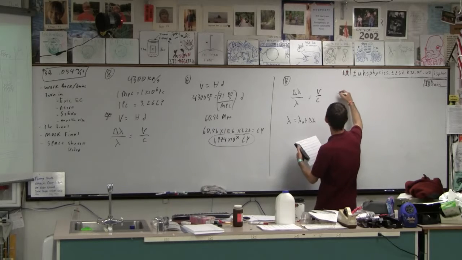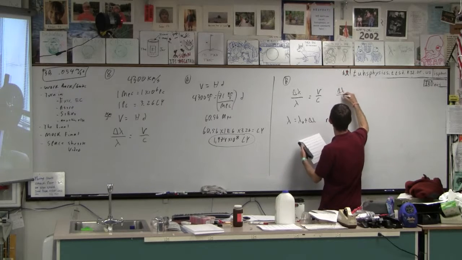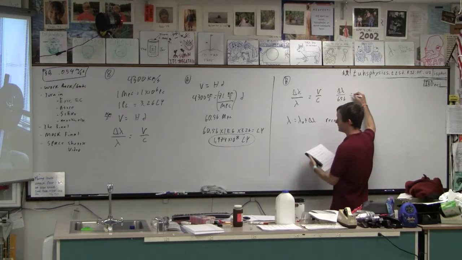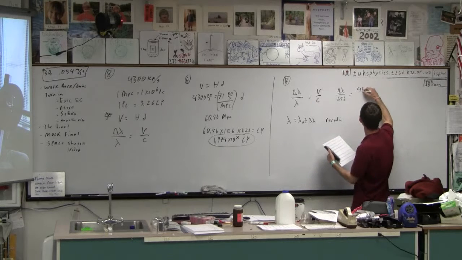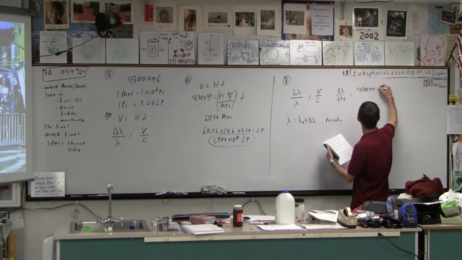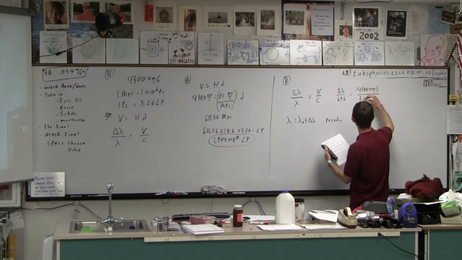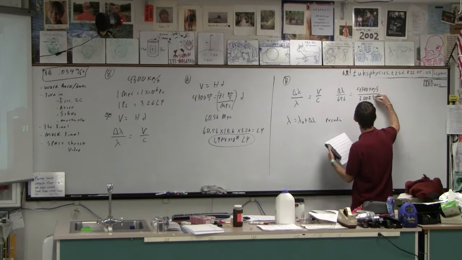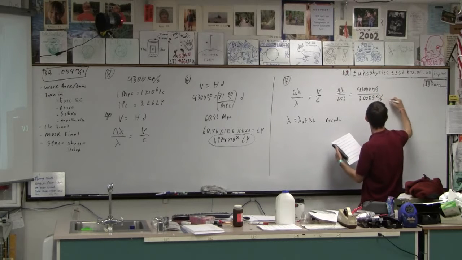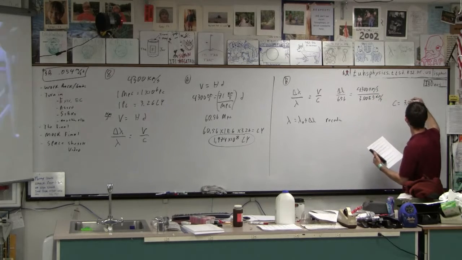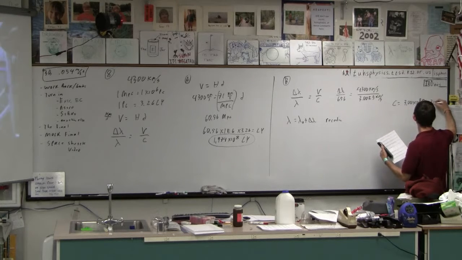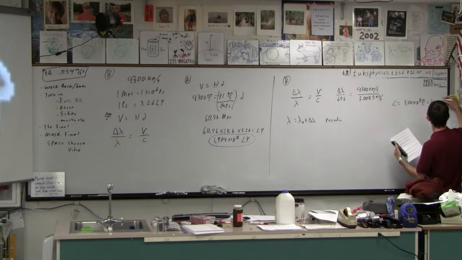So let's just do this calculation. Delta lambda is to 656 as that velocity, 4,300 kilometers per second, is to, well, that's kilometers per second, so we've got to use the speed of light in kilometers per second. So it's 3.00 E5 kilometers per second. The speed of light is 3.00 times 10 to the 8th meters per second, which is 3.00 times 10 to the 5th kilometers per second.